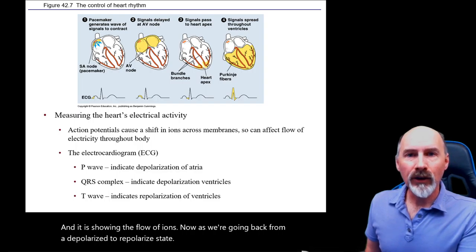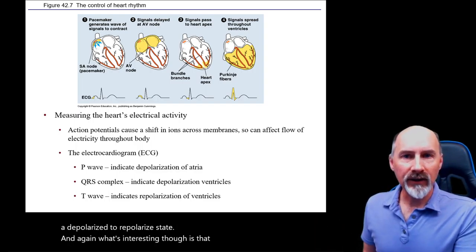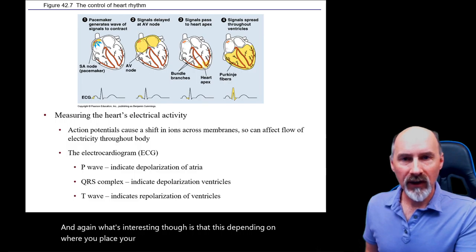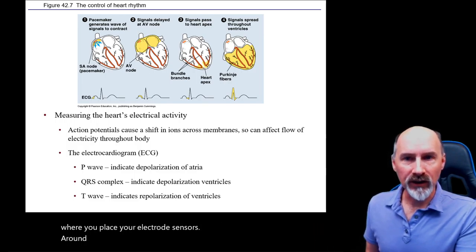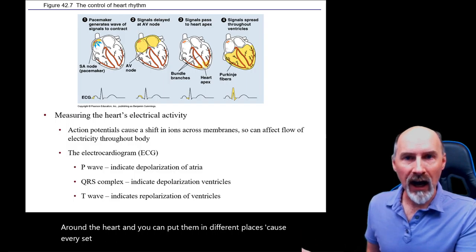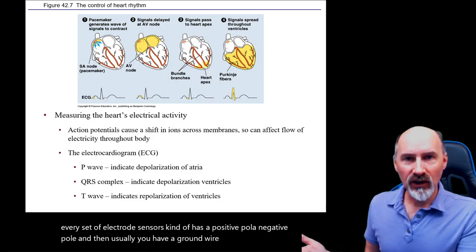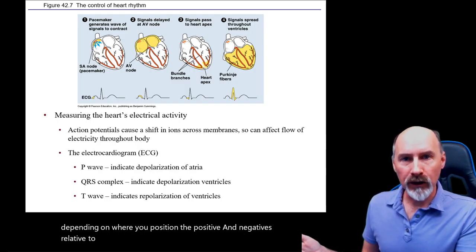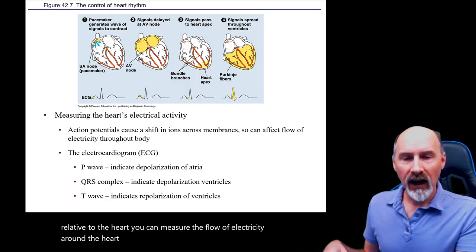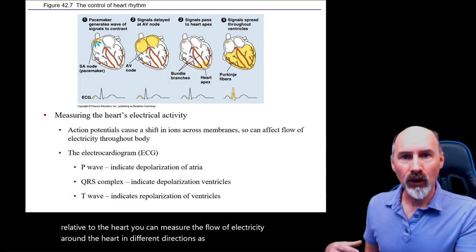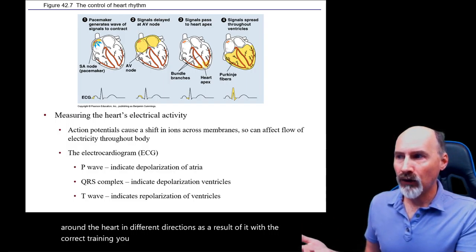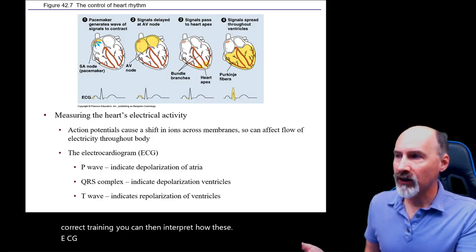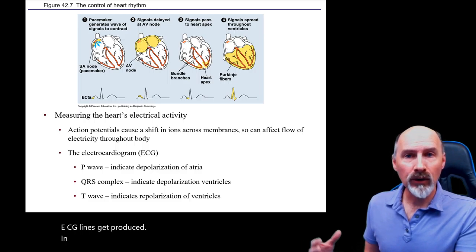And what's interesting is that depending on where you place your electrode sensors around the heart, you can put them in different places, because every set of electrode sensors has a positive pole, a negative pole, and usually a ground wire somewhere. Depending on where you position the positive and negative relative to the heart, you can measure the flow of electricity around the heart in different directions. As a result, with the correct training, you can interpret how these ECG lines get produced and determine whether the heart is healthy or whether there's been damage.